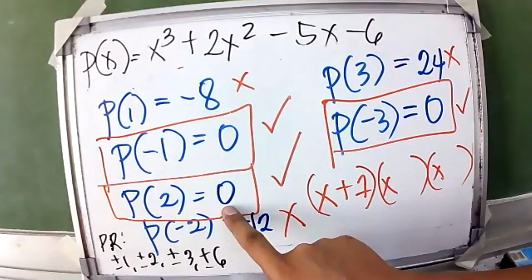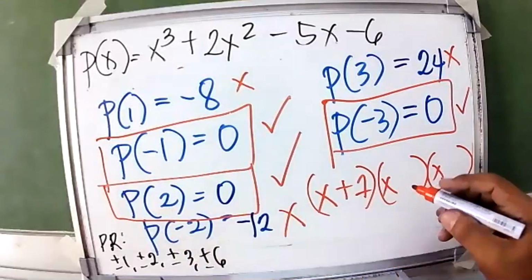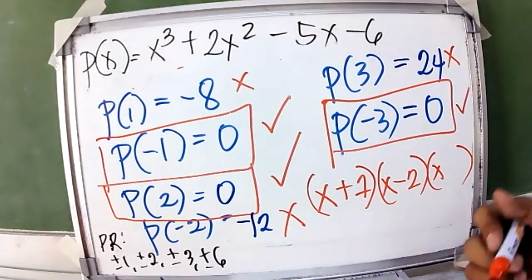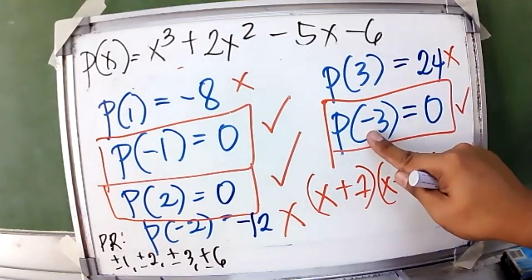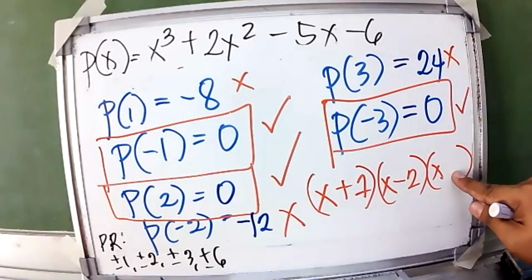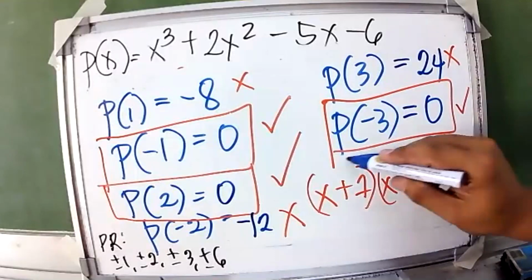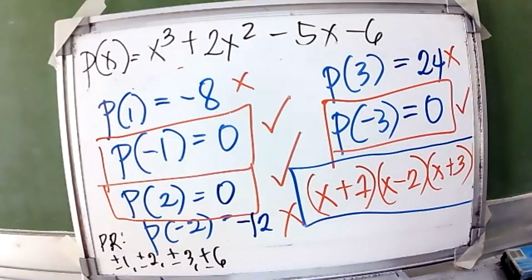Next week, i-explain ko na mas maayos to. It's a 2. So, therefore, change the sign. That becomes minus 2. Can you follow? Next, we have here negative 3. Negative 3. Change the sign. That's plus 3. Shortcut na lang yan yung change the sign. Okay? And those are the factors of your polynomial.